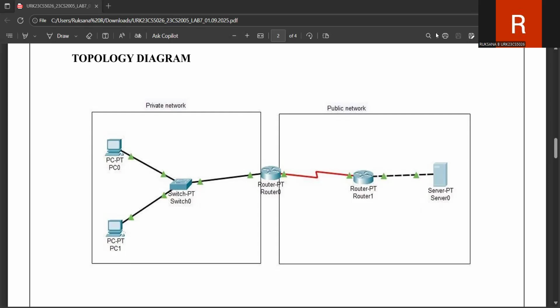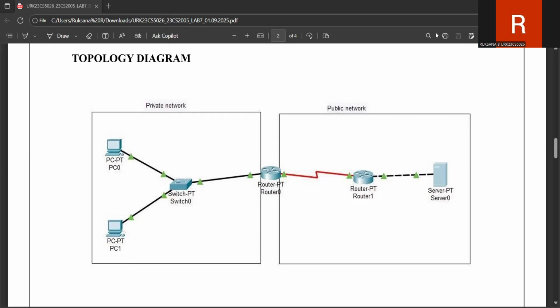Next comes PAT, that is port address translation. This is also known as NAT overload. It allows multiple private IP addresses to share a single public IP by using different port numbers for each session. This is the most common form of NAT used in home and enterprise networks.